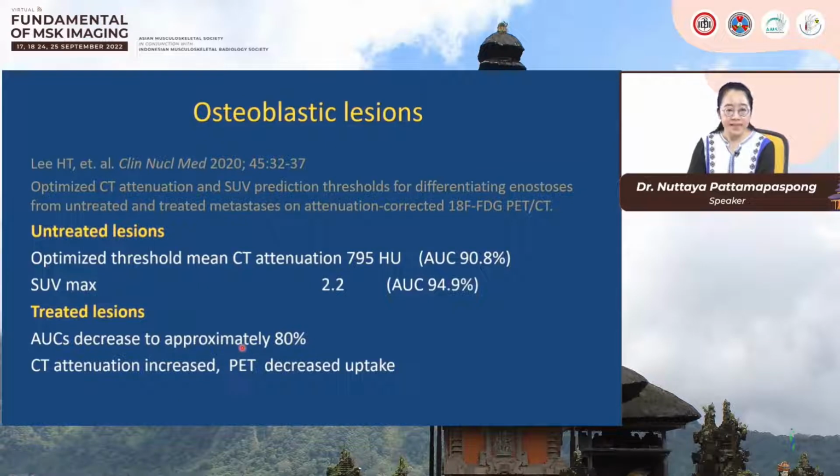And when we apply this on PET-CT scan, we have to adjust the threshold a little bit. The appropriate cutoff point turned out to be roughly about 800 Hounsfield units, and it is supposed to be interpreted with the SUV value as well. Anyway, for treated lesions, the accuracy will drop because CT attenuation tends to increase and PET usually decreases uptake.